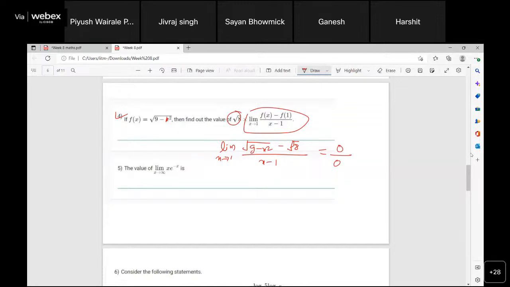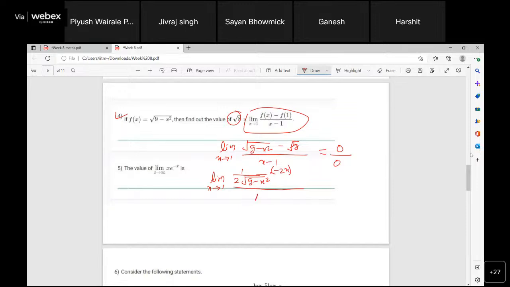Now just take the derivative of the numerator. What is the derivative of this particular function? 1 by 2 root of 9 minus x squared into minus 2x. In the numerator, minus 2x. And the derivative of the constant is 0 only. Right? And the derivative of the denominator is 1 only.